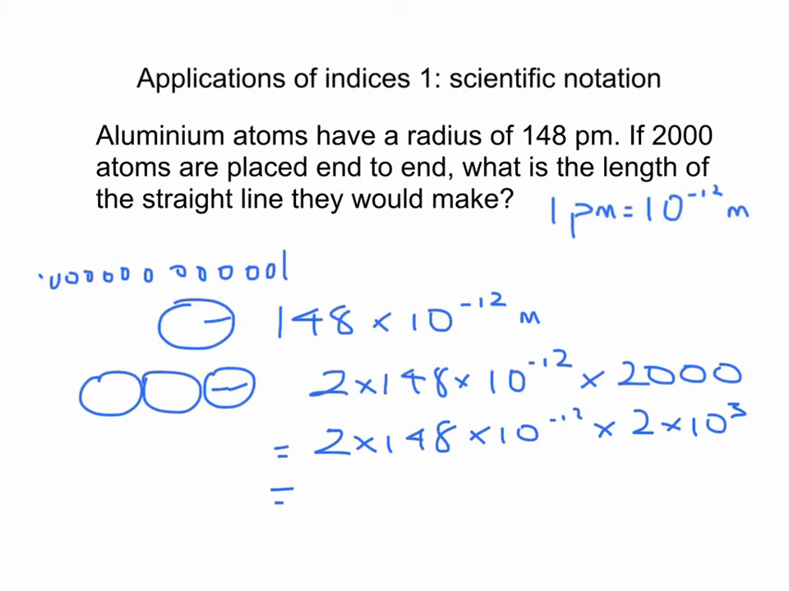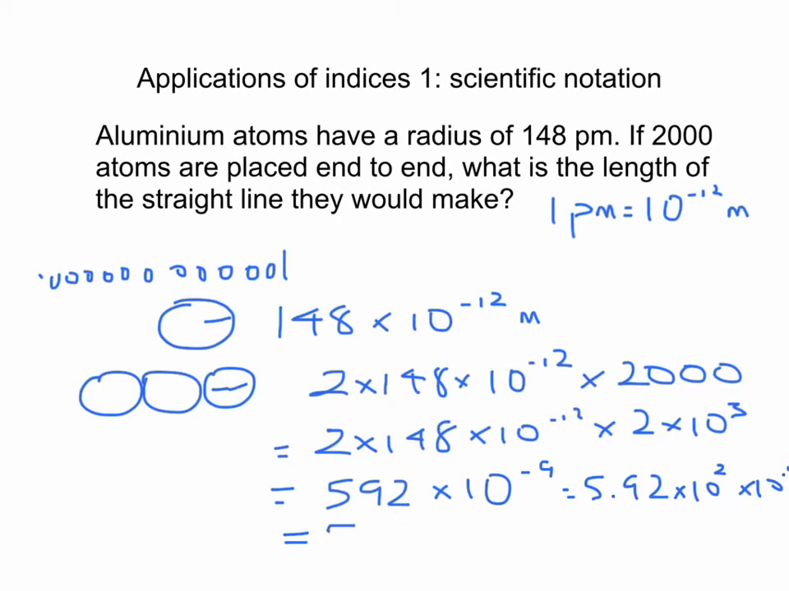So then you get 592 times, then you can group these using the index laws. 10 to the minus 12 times 10 to the positive 3 is 10 to the minus 9. And the last bit is to convert it back to scientific notation, which would mean we got 5.92 times 10 to the 2 times 10 to the minus 9. So you ended up with 5.92 times 10 to the minus 7 meters.